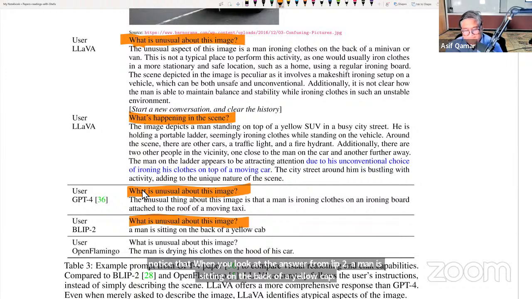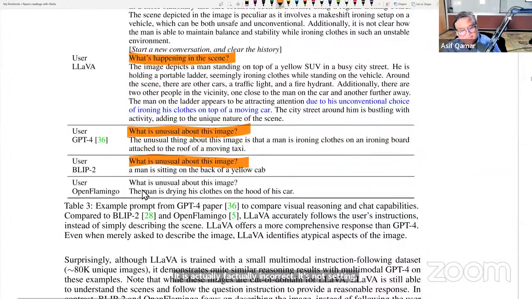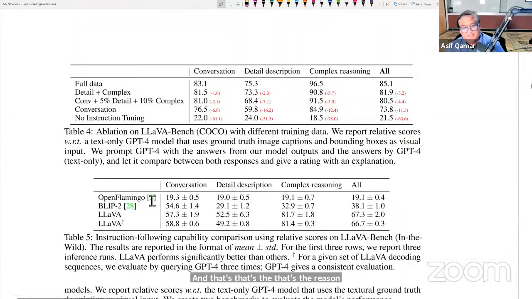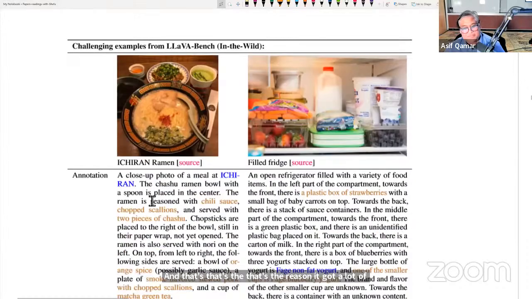It's not sitting. And when it comes to Flamingo, by the way, Flamingo, as you guys will remember, was a major milestone in its own right with images. And it turns out Flamingo didn't do quite well. The man is drying his clothes on the hood of his car. Completely wrong, isn't it? So clearly, LLaVA seems to be doing substantively better. And that's the reason it got a lot of attention, actually. And there are so many interesting examples.